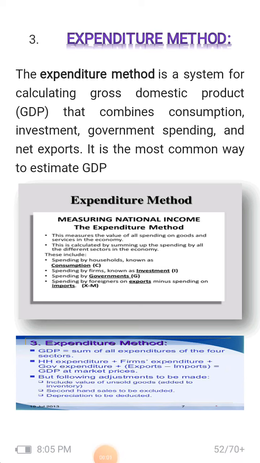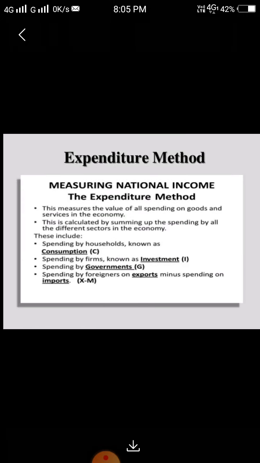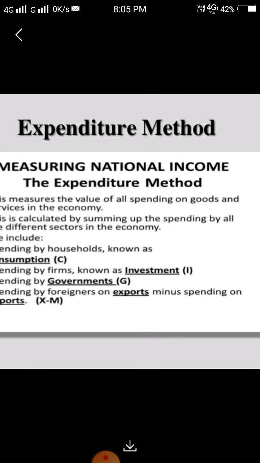I am Mamra Singh. This is the third method of calculating national income, called the expenditure method. First, we understand that the expenditure method is the system of calculating gross domestic product that combines consumption, investment, government spending, and net export. It is the most common way to estimate GDP. So here is the expenditure method measuring national income.